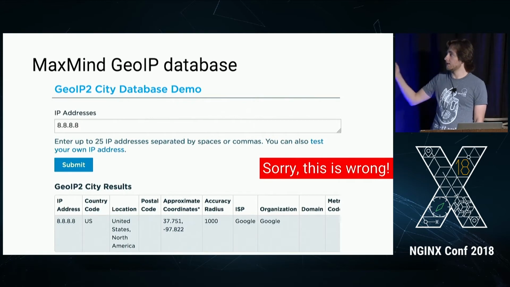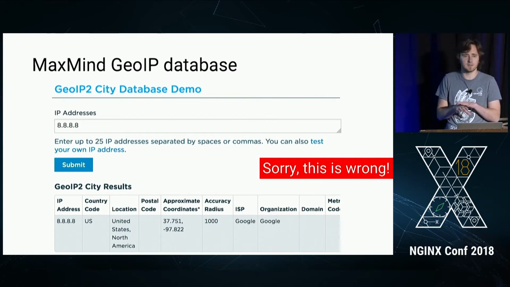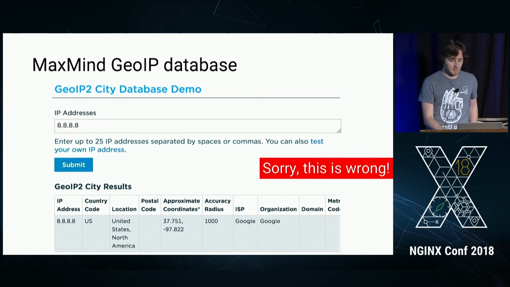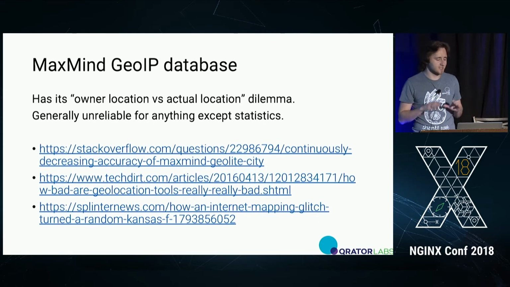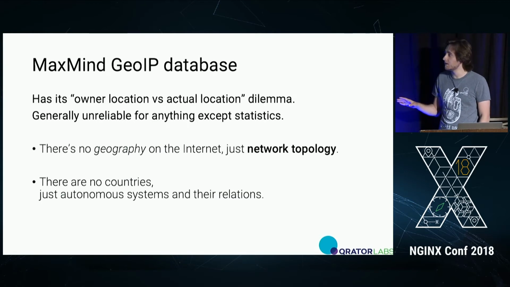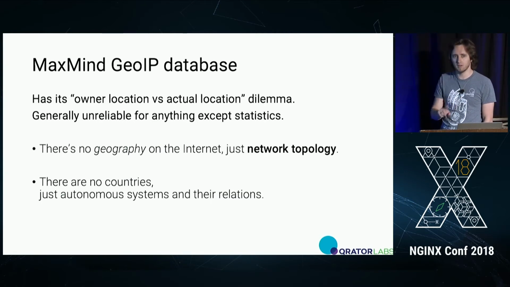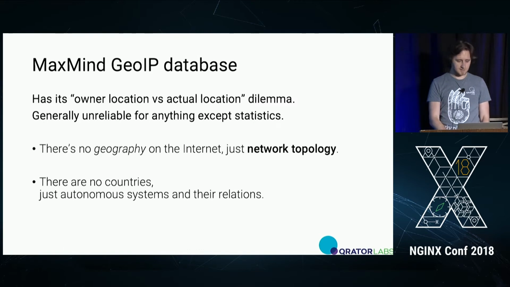This is wrong because Google DNS is anycasted. It's not located in a single region. It's located in different parts of different countries. Also, a GeoIP database always has its own owner location versus actual data center location dilemma. Basically, a GeoIP database is unreliable for anything except statistics, because there's no geography on the internet. None of the RFCs mention geography and countries, only network topology. And on the internet, there are no countries, just autonomous systems and their relations.